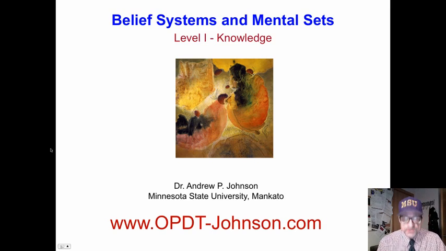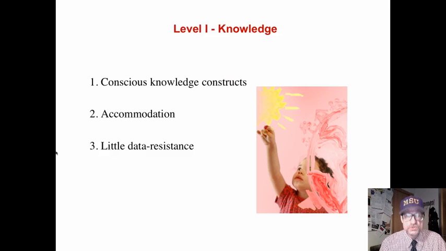Belief systems and mental sets. We are looking at the 3 levels of belief systems. Level 1, knowledge. Level 2, personal cultural paradigms. And level 3, metaphysical paradigms. We are starting with level 1, which is our conscious knowledge of constructs, what we address in traditional education here.